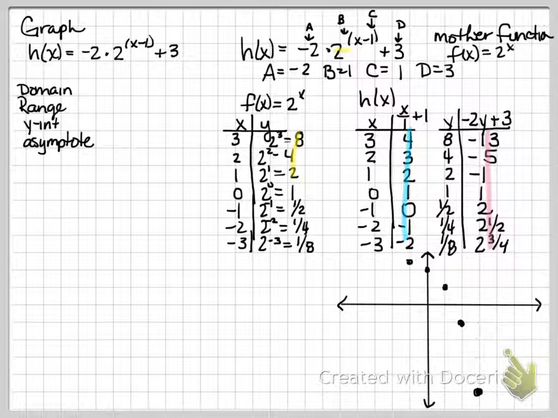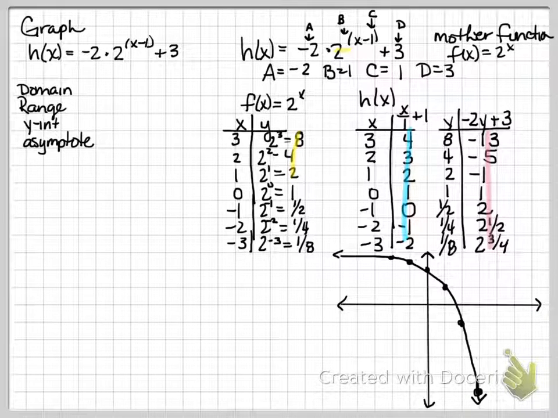Now if you look at the shape of this, this is an exponential, but it's upside down. And it's upside down because of that negative a that we had. It's reflected over the x-axis, just like it did with our transformations. So this is what our graph looks like.